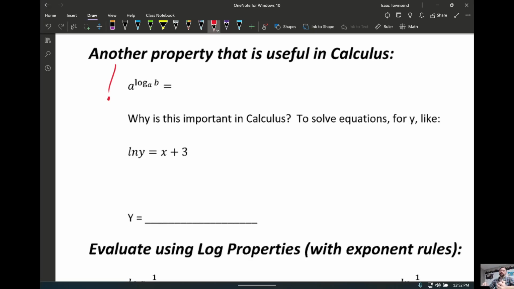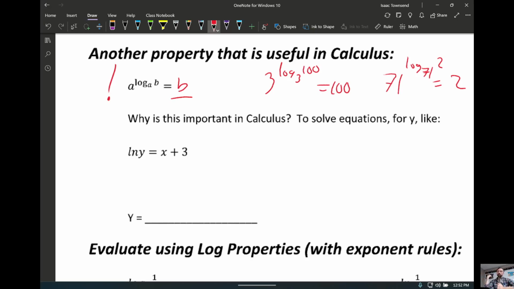This property says if you have a number whose exponent is log and the base is the same number of something, this is just going to simplify to the something. So 3 to the log base 3 of 100 is just going to be 100. 71 to the log base 71 of 2 is going to be 2. You just need to recognize that pattern for this class.